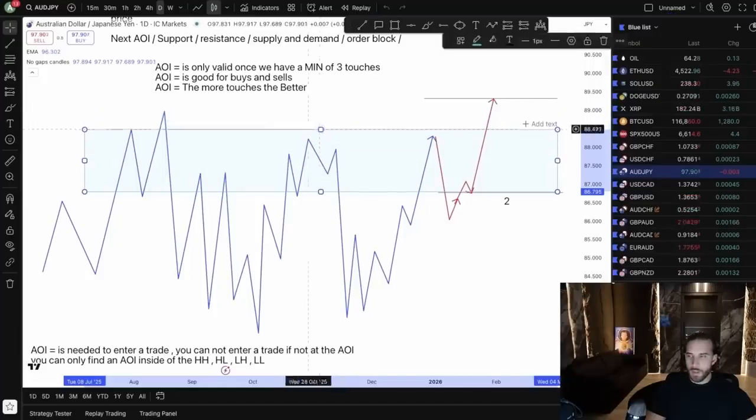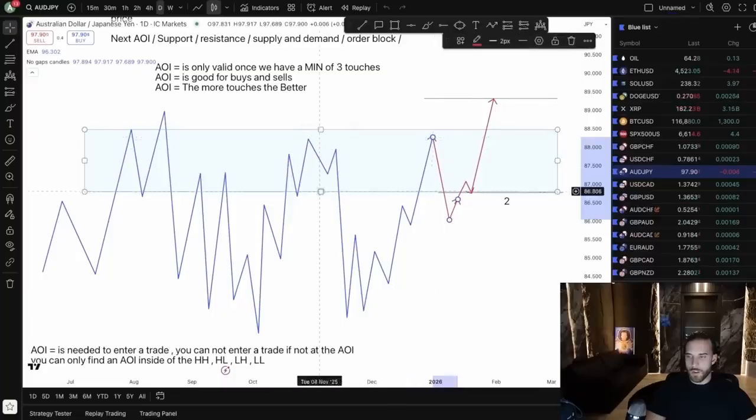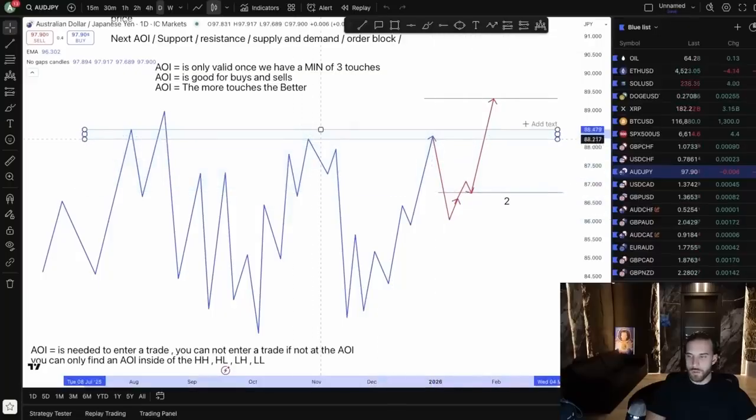boom. We run into a second spot. Well, you know what? This is actually pretty close to this spot, and it's pretty close to this spot. Let's see if we can get a very tight, small zone. Sure.